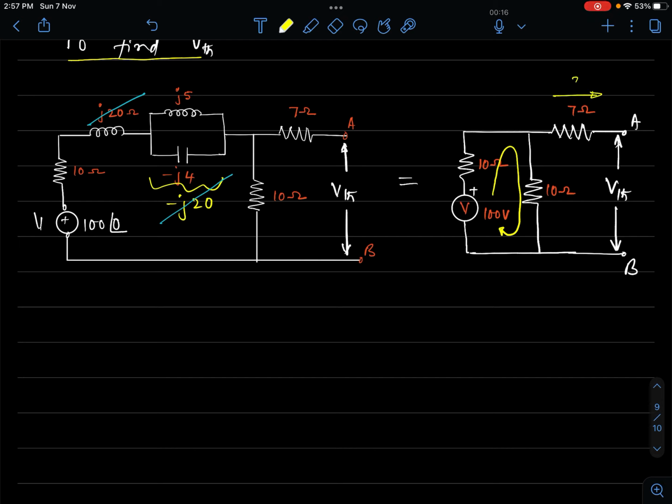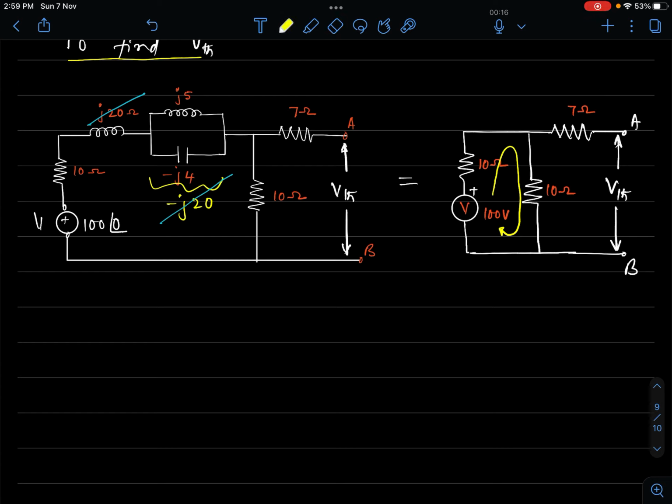There won't be any current through 7 ohms. Here there is no current. This is zero current, because current doesn't have any return to come back. You have an open path between A and B, so there is no current there. That has to be clearly appreciated.